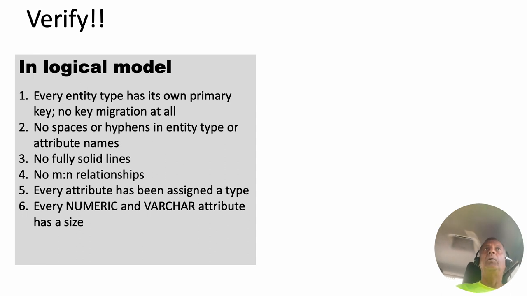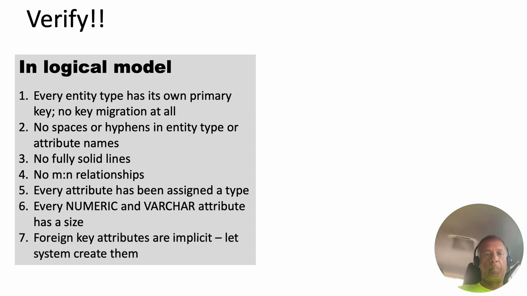And of course, for numeric attributes, you need to specify the size. And that consists of two parts. First is the precision, which is the overall length of how many digits will be there in that attribute. And scale, which tells you how many digits are there after the decimal point.